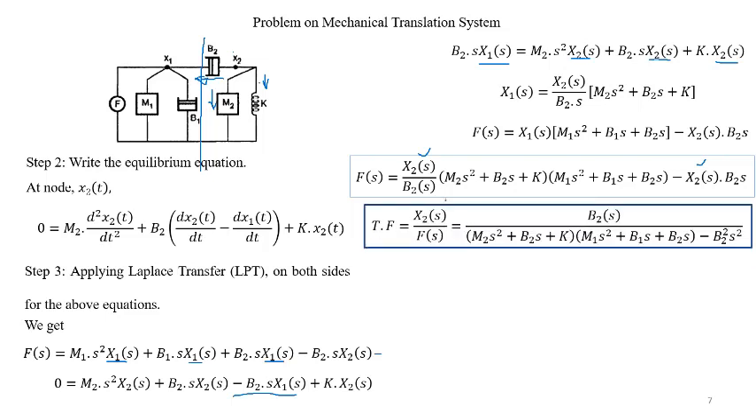So transfer function equal to x2 of s by F of s is equal to, here this b2 will be going on the other side. So in the numerator we have b2 s, divided by m2 s square plus b2 s plus k bracket m1 s square plus b1 s plus b2 s, and here x2 is common, so we will be remaining with minus b2 square into s square. This is the transfer function for the given problem.